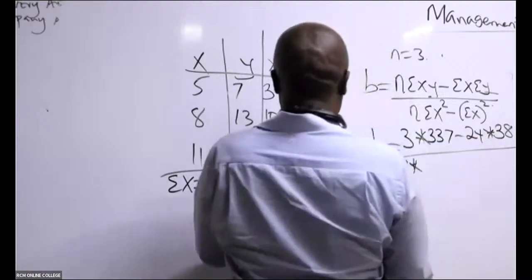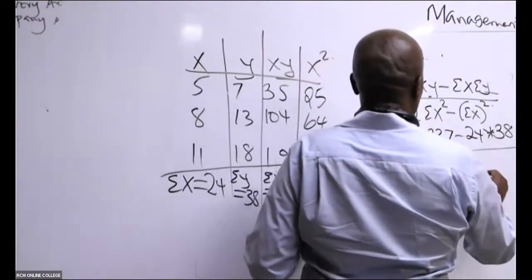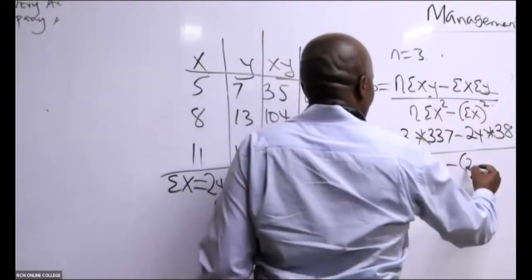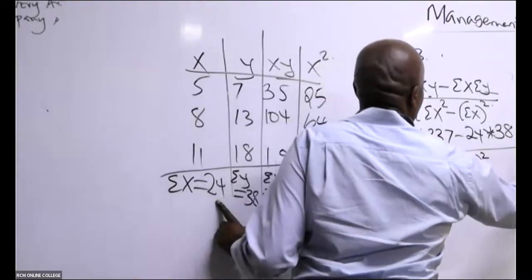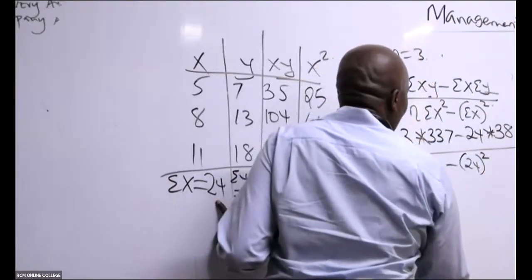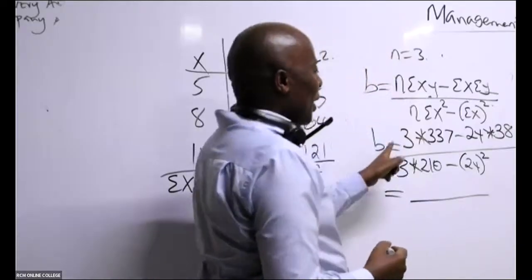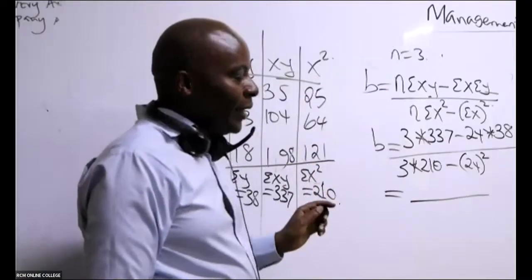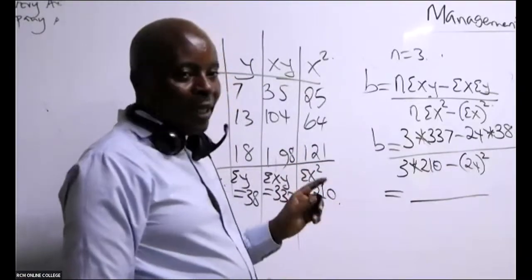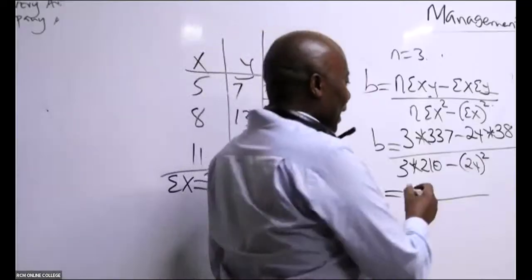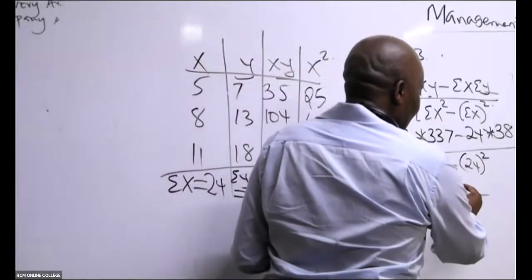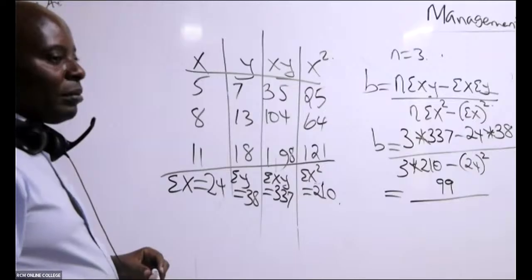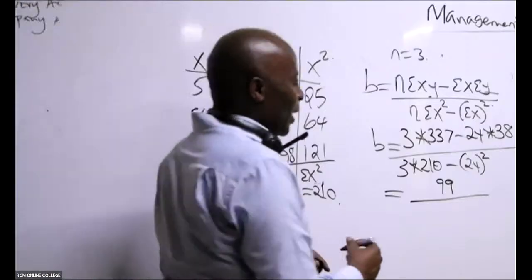N is 3. Sigma x squared. What is our sigma x squared here? 210 minus, into bracket, sum of x, which is what here? 24. And then we square. So go ahead and give me the numerator. Please carry out the numerator alone. 3 times 337 minus 24 times 38 is 99. Thank you so much. Then go ahead and give me the denominator.